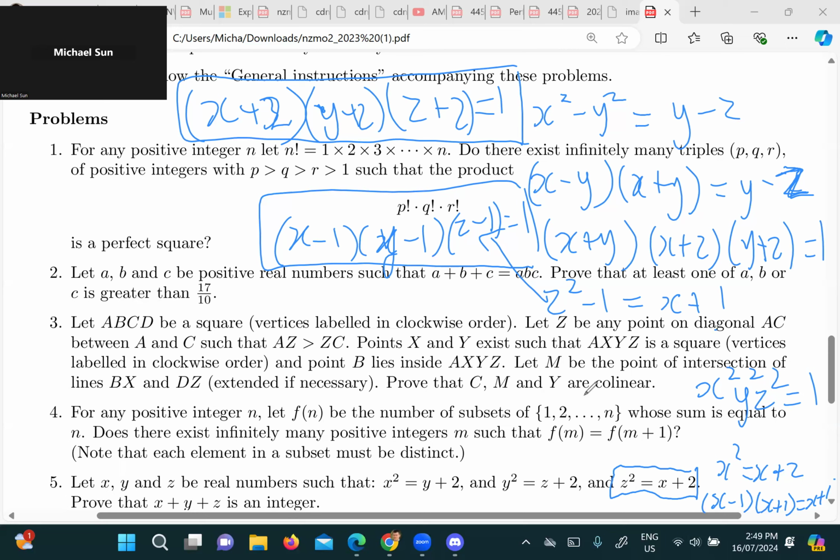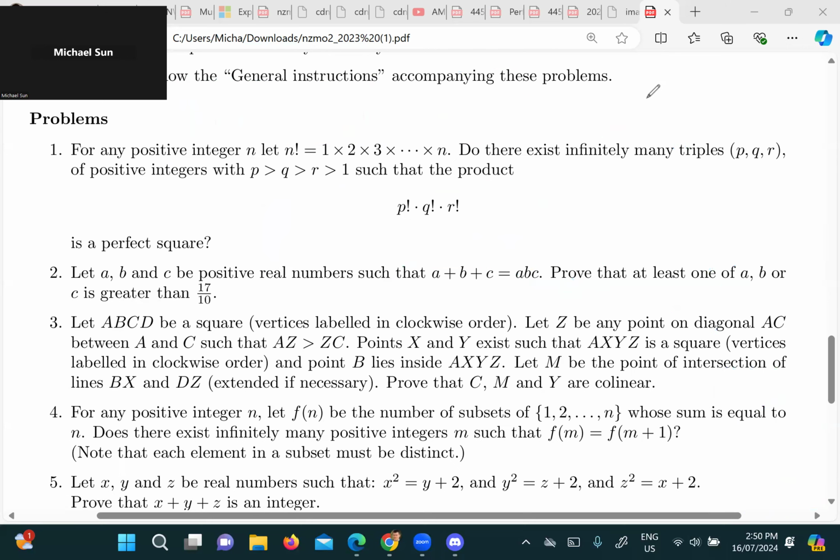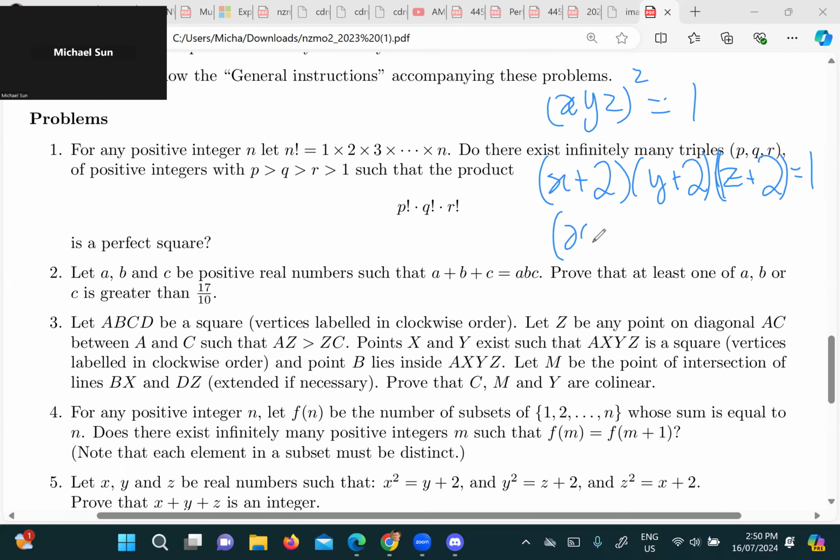Immediate contradiction. It feels like we should have already had that contradiction. What do you mean? The contradiction is that when we have x times y times z, then we have x plus 2, y plus 2... Yeah, I'm going to try this. So we have a contradiction. (xyz) squared equals 1, yeah? Yeah. (x plus 2)(y plus 2)(z plus 2) equals 1, yeah? Yeah. And (x minus 1)(y minus 1)(z minus 1) equals 1, yeah? Yeah. What is the contradiction?